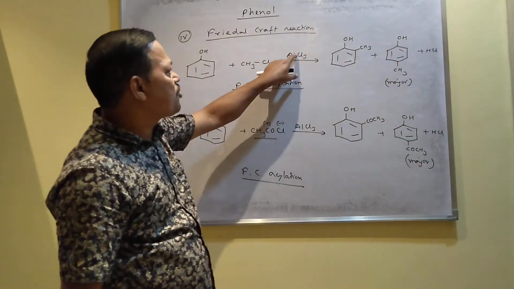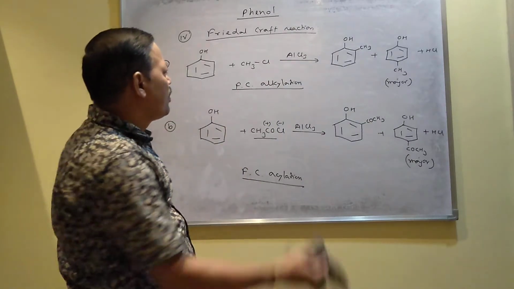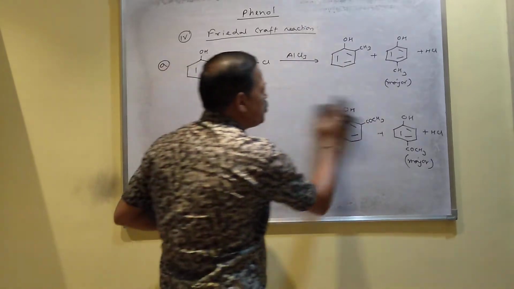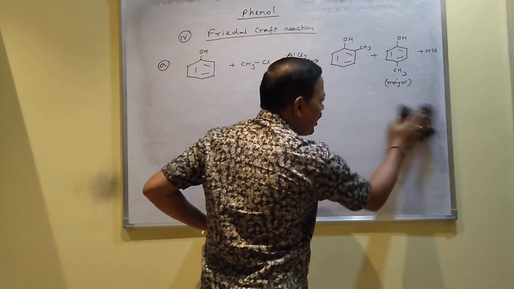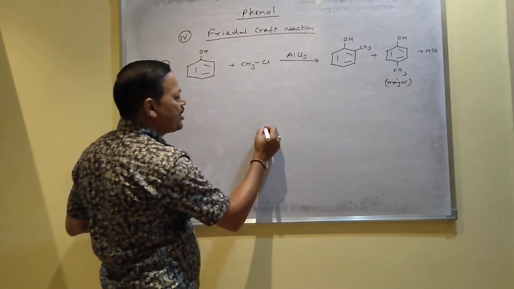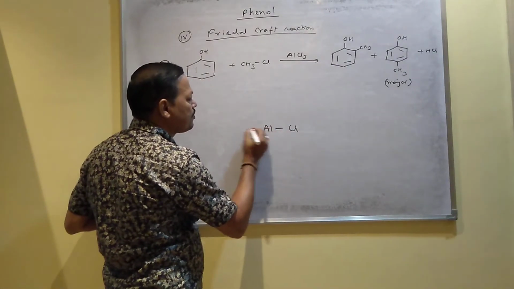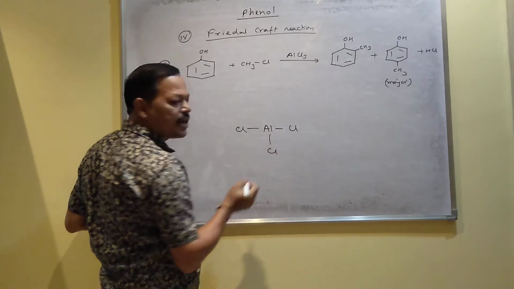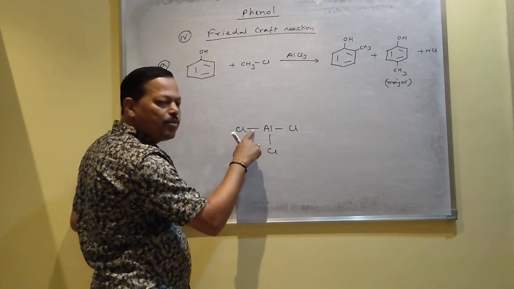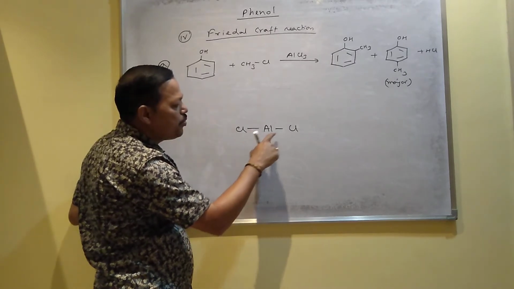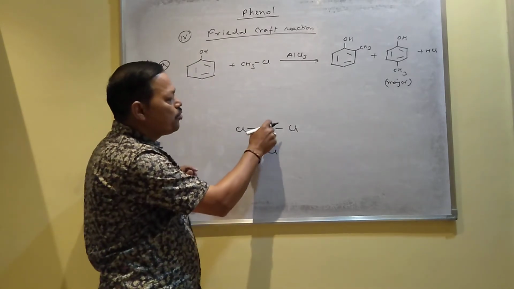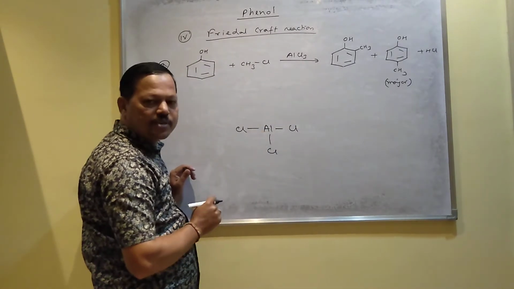Do you know what is the function of AlCl3? Actually, without AlCl3, the reaction does not take place. And if you want to know about it, AlCl3 is present like this. Aluminium contains 3 bonds. Single bond contains 2 electrons. Here 3 bonds mean 6 electrons. You know, central atom always should have 8 electrons, then it becomes stable.